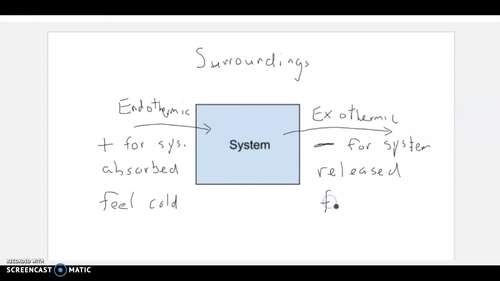Exothermic reactions, if you were holding on to one in a beaker or some other container, would feel warm because the heat energy being released is going into you. Hand warmers are probably the most common one you're familiar with. That's a chemical reaction that gives off heat. It's exothermic, it goes into you and makes you feel warm.